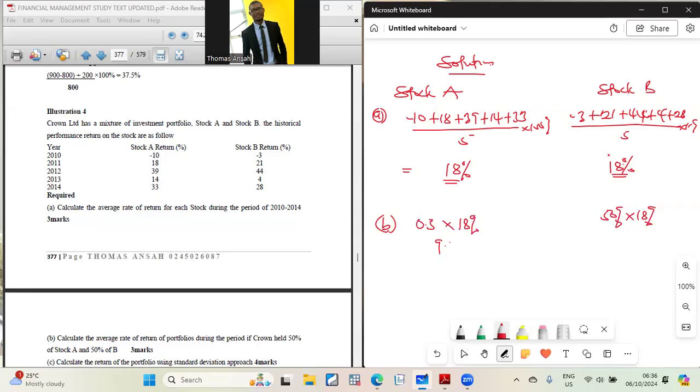You can do it, because minus 10 plus 18 plus 39 plus 14 plus 33 really gives 94. Then when you divide by 5, it gives you 18.8. The 18 was the rounding that I did, but for the purposes of what we are doing now, let me just write the 18.8 totally. 18.8%. All right, so there is 0.8 in this.